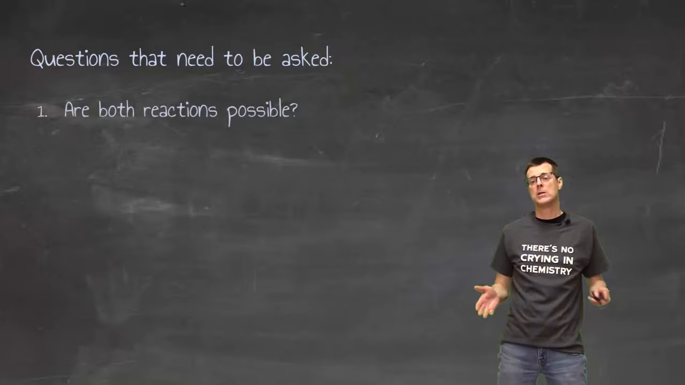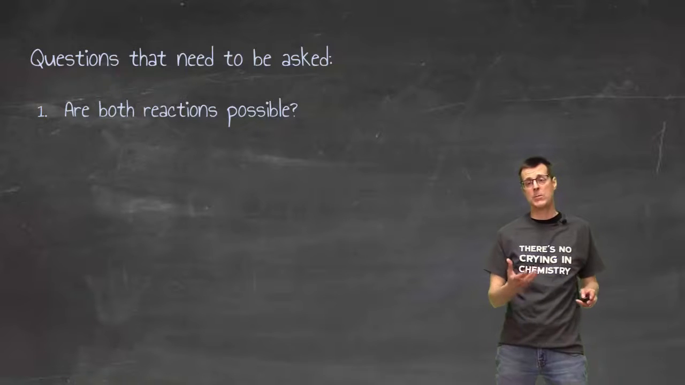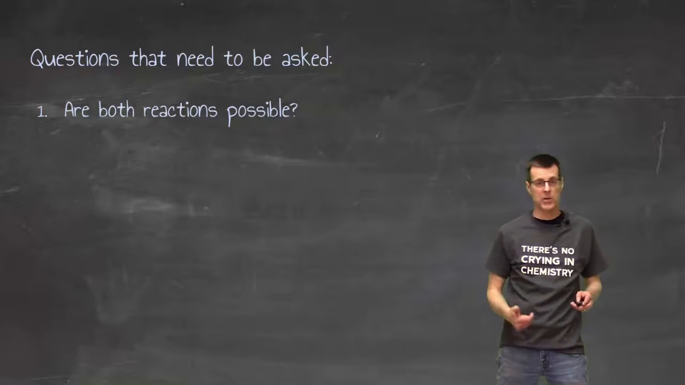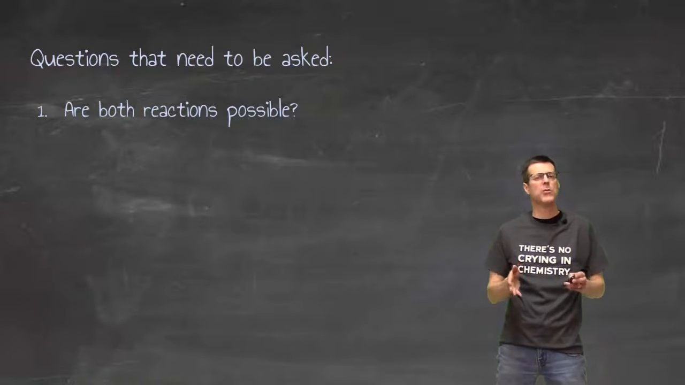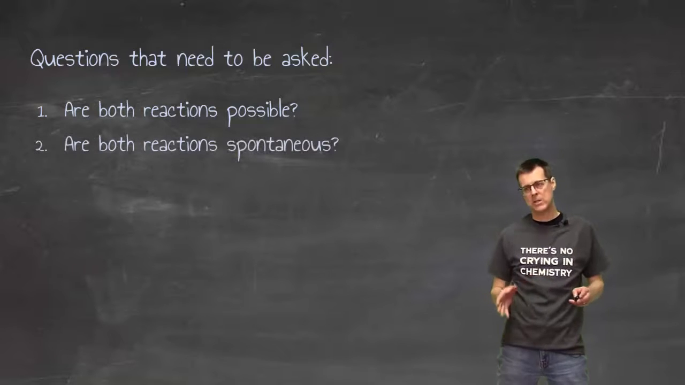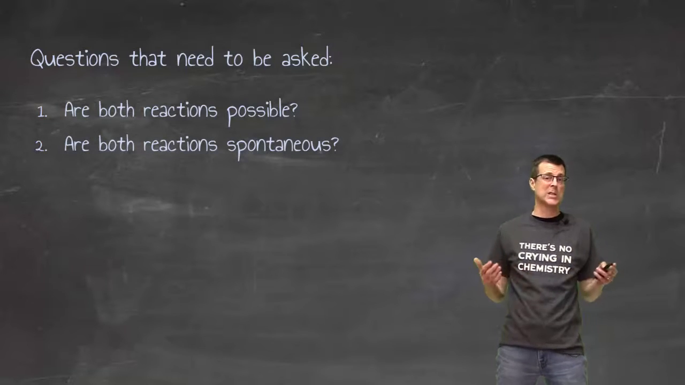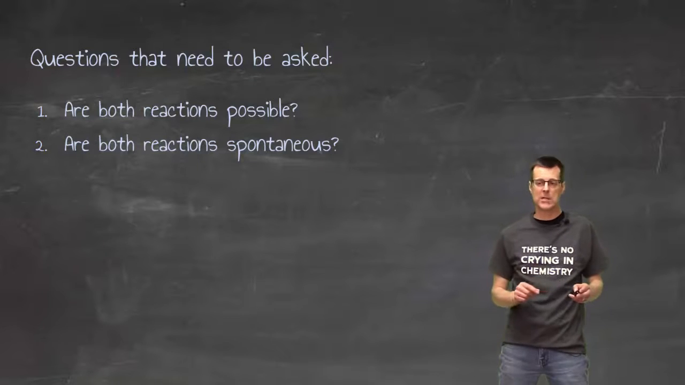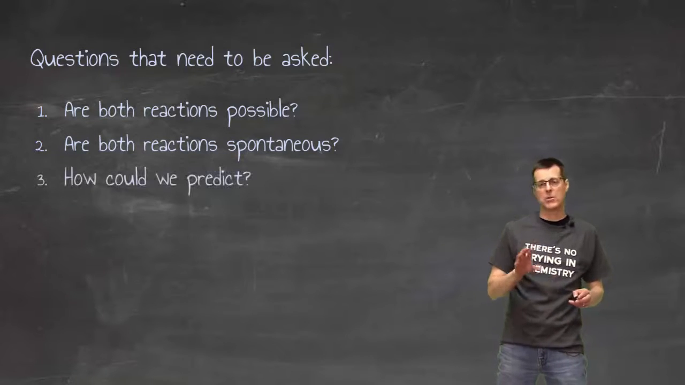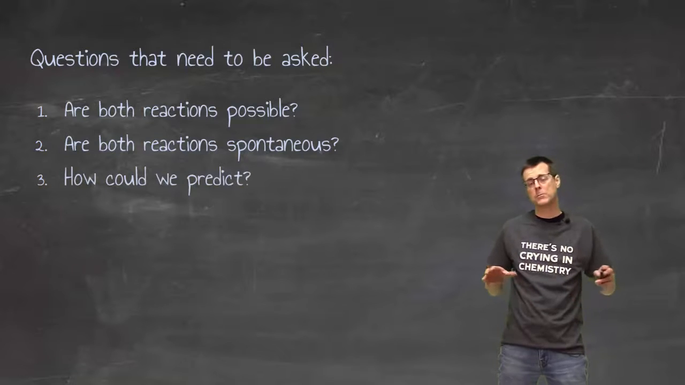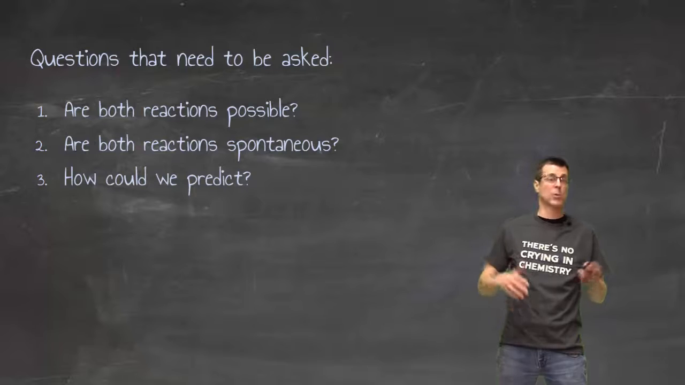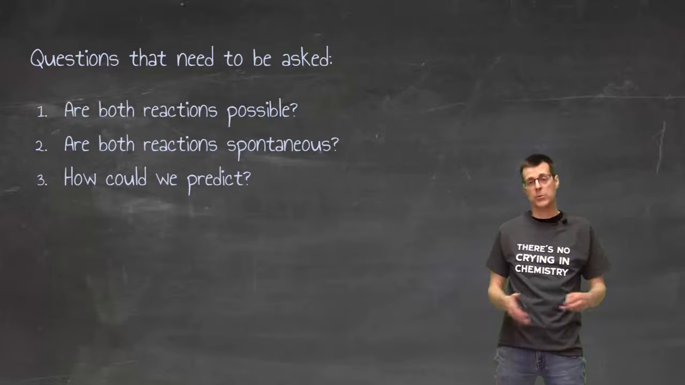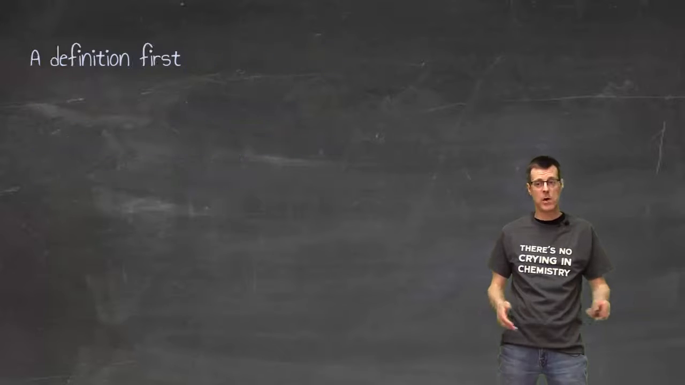Number one is, are both of those reactions possible? And what I mean by that is not, could we write both of those reactions on paper, because clearly we can write both of those reactions on paper, but could they both happen for real? The second question that needs to be asked is, are both reactions spontaneous? And we'll get to that in a bit more detail in a second. But the third question is actually going to be the focus of what we do in this video, and that is, how could we predict if one of those reactions is not possible or is not spontaneous? Are there tools at our disposal to help us predict yes or no?